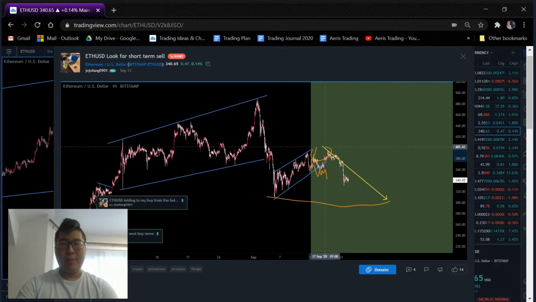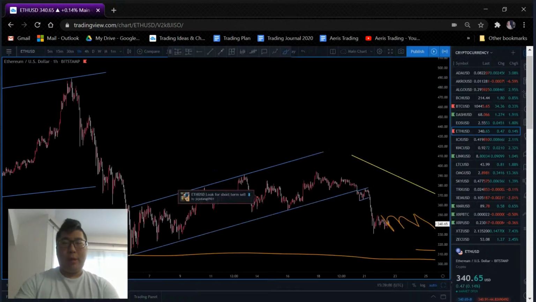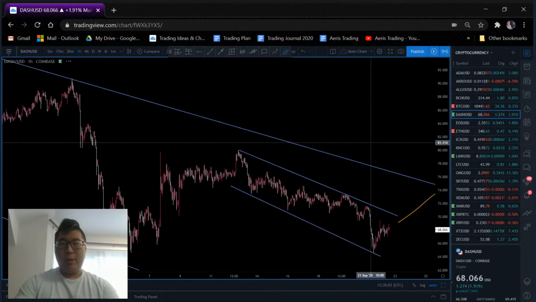Price pops to the upside, and then we still have a little bit more room to go, but I don't want to really sell below this level. Okay, I think this is a pretty good short-term sell, but nothing extended more than that. Okay, looking at a few other ones.